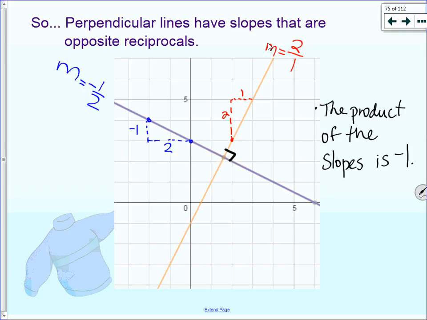So if you have equal slopes, that means the lines are parallel. If you have opposite reciprocals, that means the lines are going to be perpendicular. Anything else just means the lines cross in some other way.